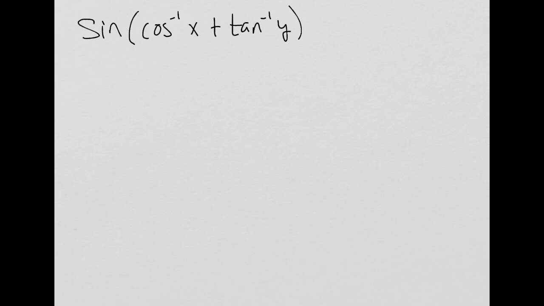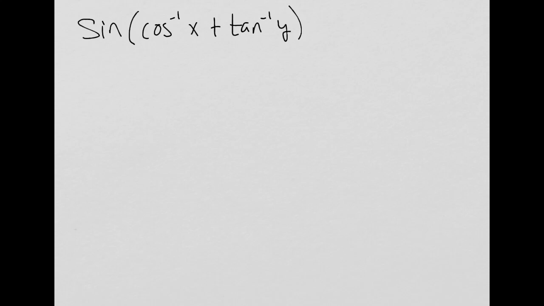So we have just a couple of things left to deal with in section 7.2, and I think I'm just going to jump right into an example. If I take the sine of the cosine inverse of x plus the tangent inverse of y, something like this, where we're combining trig expressions with inverse trig expressions, we've got some addition in there, so we're going to need an addition formula.